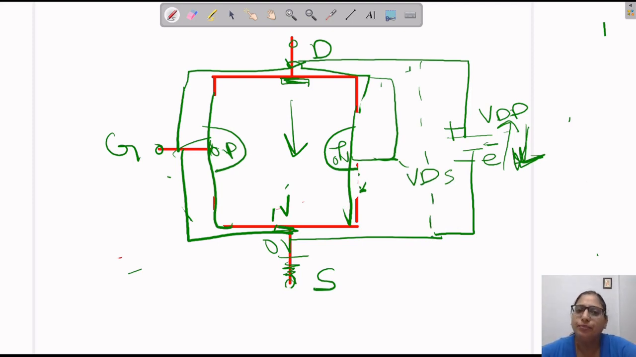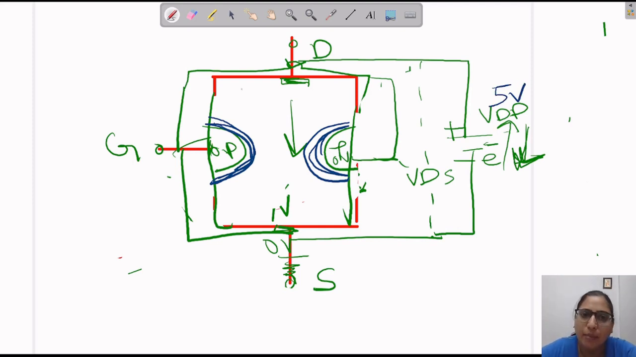Now we already discussed that there is a depletion region. If this voltage VDD is not applied, the formation of the depletion region is the same everywhere. But if we apply some voltage here, let's suppose VDD is 5 volt, what will happen here?